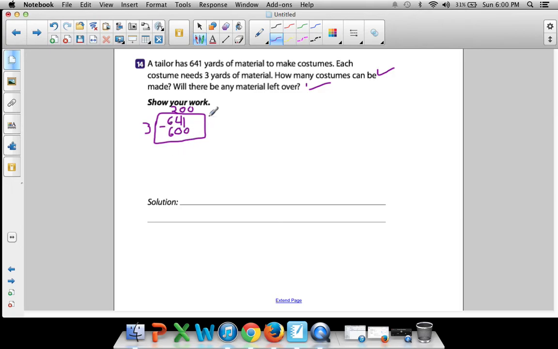Now we can subtract. That's very easy subtraction. You can do it by looking. 1 minus 0 is 1. 4 minus 0 is 4. And 6 minus 6 is nothing. So now we're left with 41. So can we get to 41 with 3s? Let's do 3 times 10. Why not? 3 times 10 equals 30. That got us close to 41, but we're not quite there. So let's subtract again.